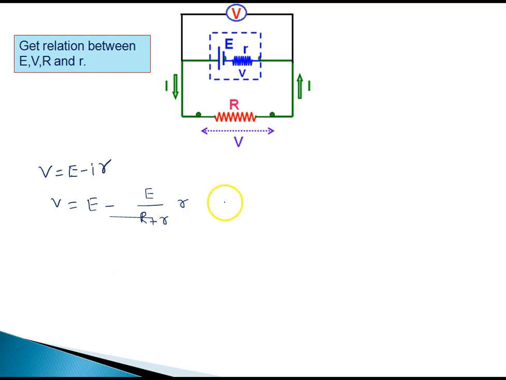Now you just take LCM and you will solve it. You will get V = ER/(R + r). Okay. Now I am giving you two situations. First situation, external resistance is very high, like we have taken R is infinite.